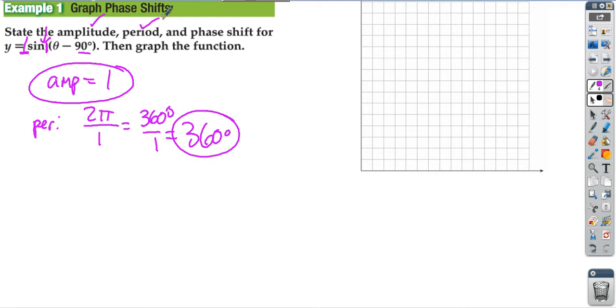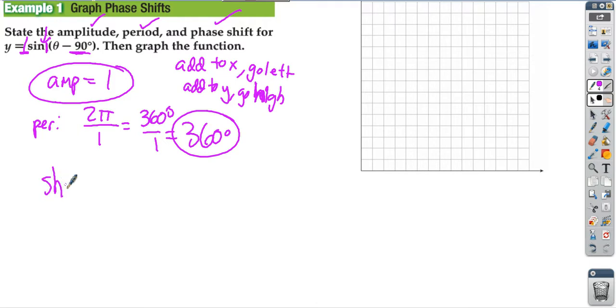So we found the amplitude, we found the period. The phase shift, you might remember from a bunch of earlier sections, the saying: add to x, go left, and add to y, go high. Add to x, go left, add to y, go high. Well, in this case, it's not really x, it's theta, but the same idea applies. Adding to x makes us go left. We're subtracting from x. So that means we're going to go right 90 degrees. So when we graph it, it's going to look exactly like the graph of sine, except we will go to the right 90.